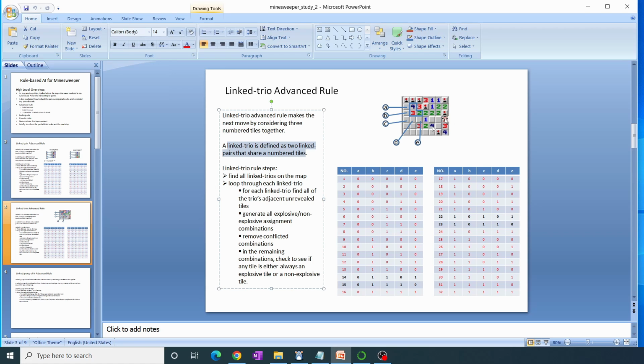Linked trial is defined as 2 linked pairs that share a numbered tile. So in our example, 4 and 3 are a linked pair, 3 and 2 are also a linked pair. The 2 linked pairs share tile number 3, which makes them a linked trial. The rules for linked trial are very similar to the linked pair, so I will just skip the explanation.